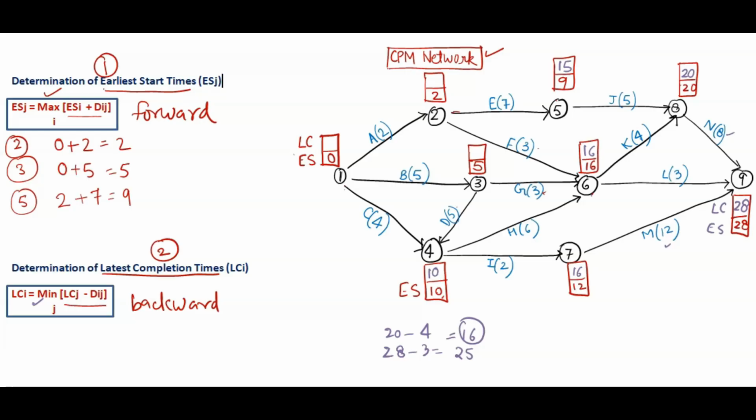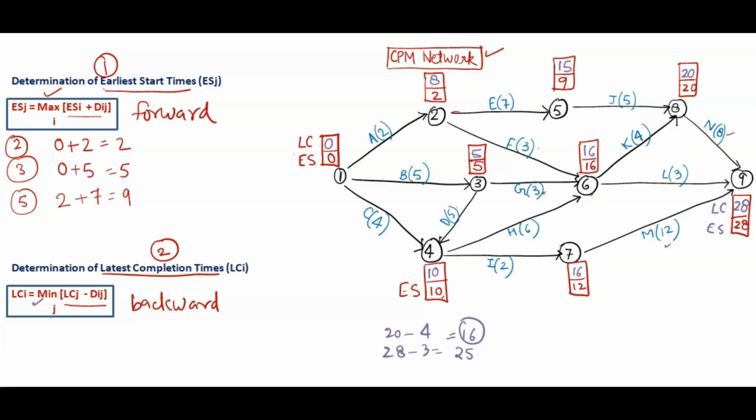Now 3. For 3 we can come from 6 as well as from 4. From 6, 16 minus 3, 13. From 4, 10 minus 5, 5. So 5 is the minimum. Then for 2 we can come from 5 as well as from 6. So take the minimum one. So here the minimum you will have is 8. And then for 1 you can take the minimum one, that is 0. So like this we can find out the latest completion times also.